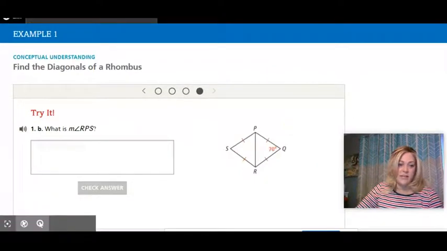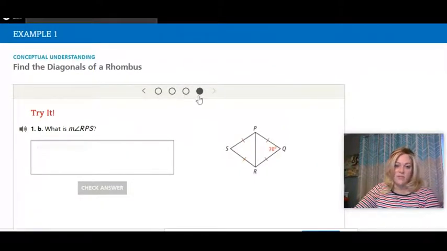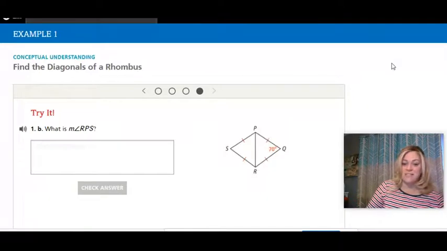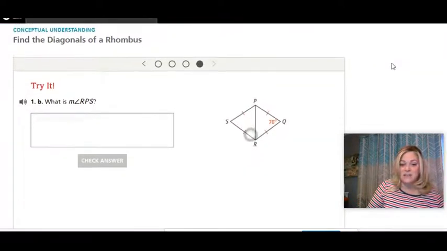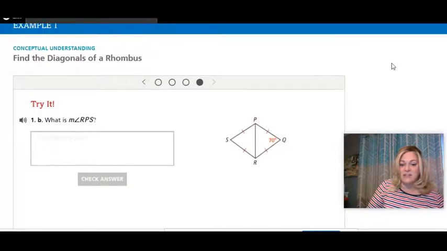Here's another one for Try It. What is the value of the measure of angle RPS? Now look at those triangles. You have an isosceles triangle right here. Well, on both sides, actually. An isosceles triangle here and an isosceles triangle over here.